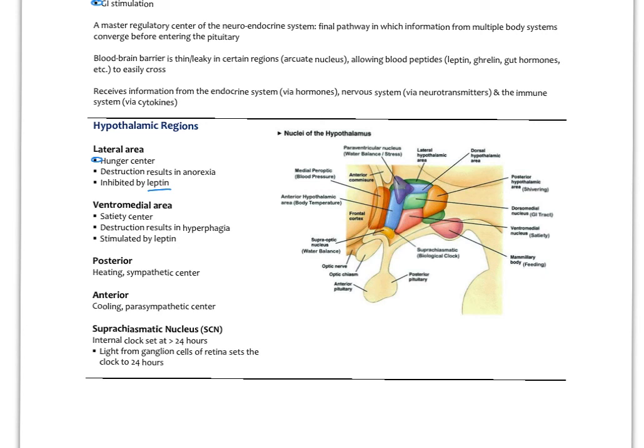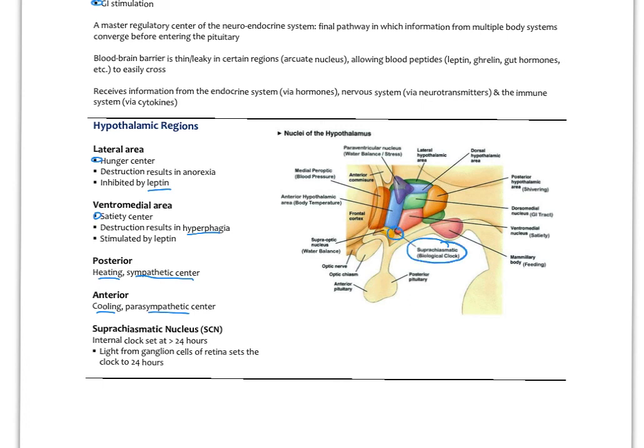The ventromedial areas of the hypothalamus are our satiety centers, and destruction here results in hyperphagia, and this is stimulated by leptin. And then the posterior hypothalamus is really where your sympathetic nervous system is more regulated, and your sympathetics, as they engage, really increase catabolism and they warm up the body. So we might think of this as our heating center. And then our anterior hypothalamus is your more cooling center related to the parasympathetic nervous system. And there's a very important gland right here called the suprachiasmatic nucleus, in this region here.